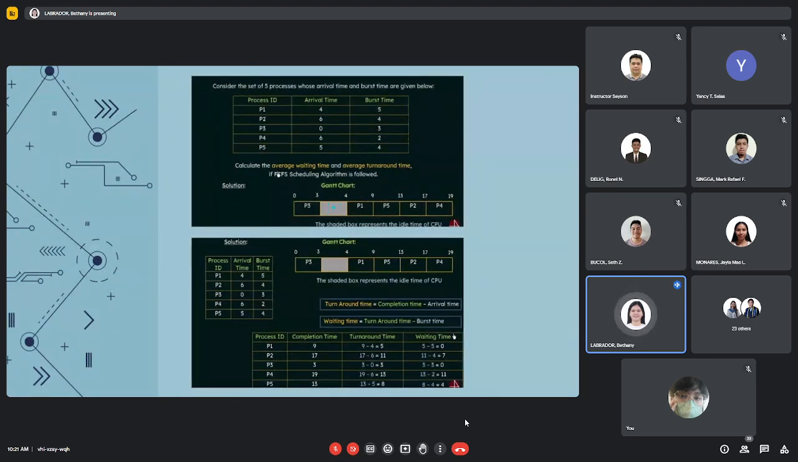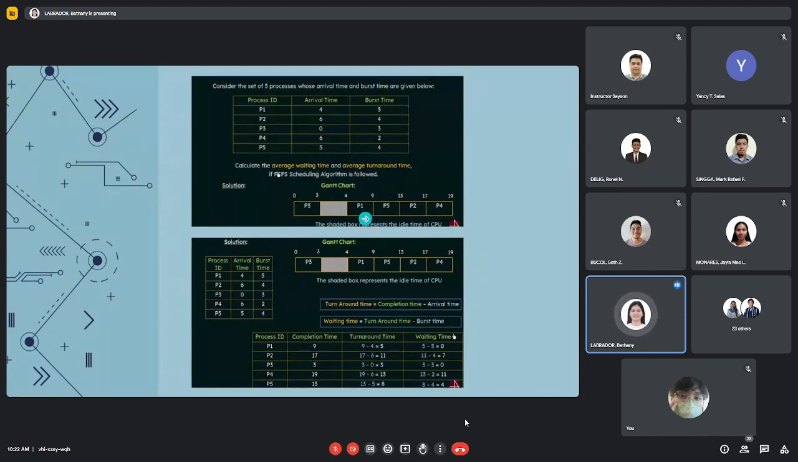Now if you look at the arrival times, what is the next arrival time that we have? After 0, the next arrival time that we have is 4. 4 is the next biggest number just after 3. So let's see, process P1 arrives at time 4. And what is the burst time of P1? P1 has a burst time of 5 units of time. So P1 will execute for 5 units of time.